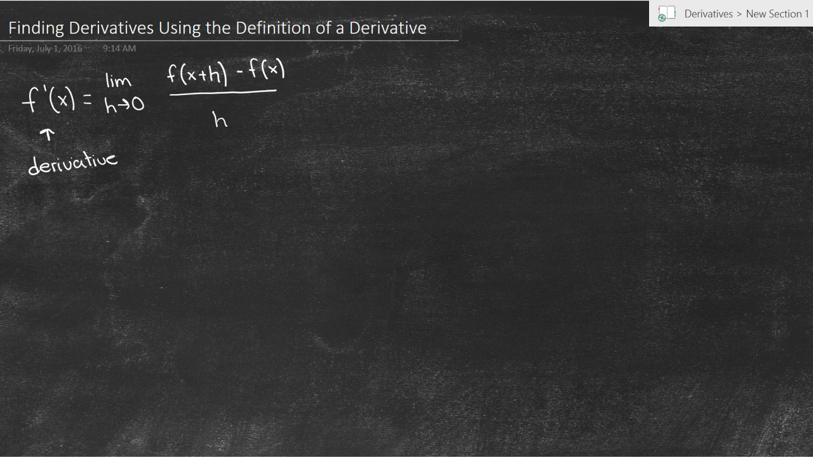So pretty much this is a more long drawn out way to find a derivative. Once you've learned your derivative rules, you're not going to want to do it this way anymore, but sometimes you have to for various reasons. So we're going to go through some examples right now of how to use this definition. So first of all, let's look at this pretty simple example.